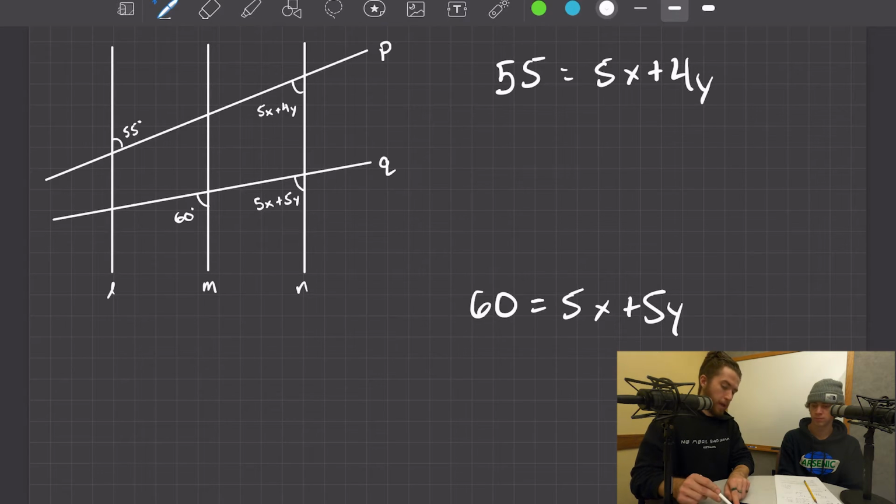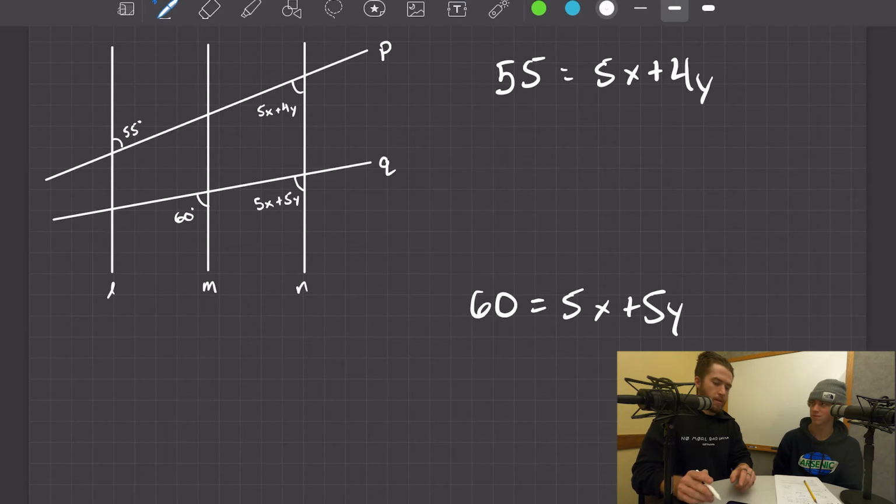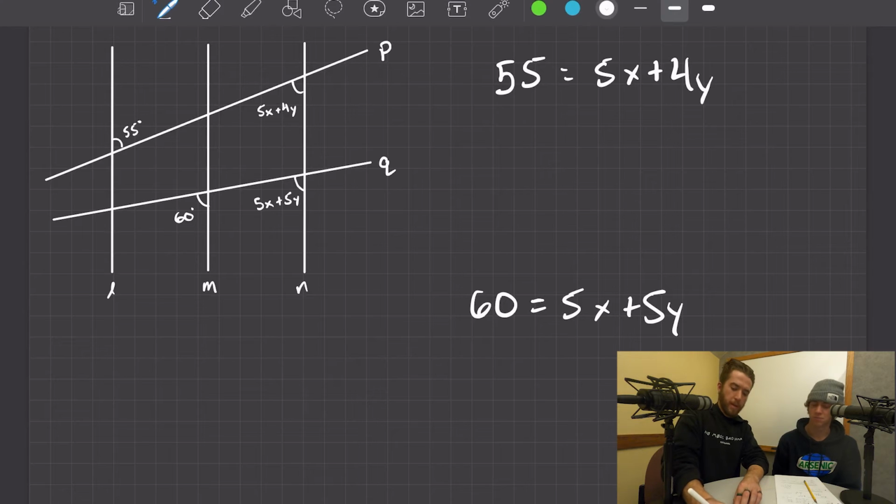So right away, without even really using algebra to its fullest extent, what can we probably say about the value of y if adding one y brings us from an angle of 55 to 60? There's one less y in this. And what does it make a difference of? What's the difference between the two? 5. So can we assume y is 5? Y is probably 5. I'm going to write that at the bottom corner.